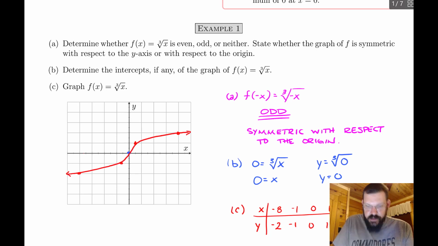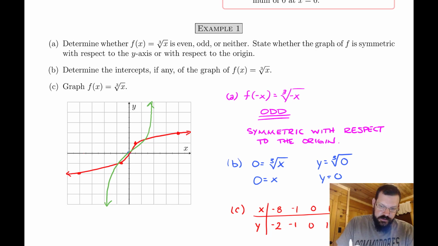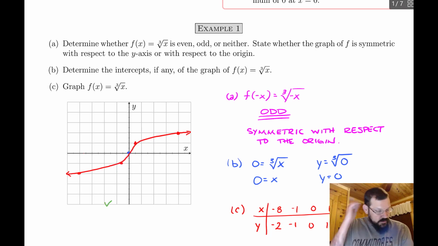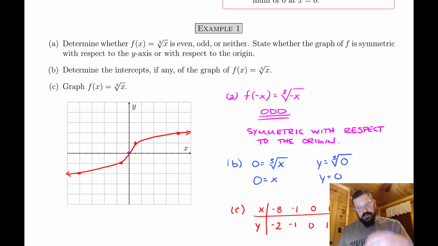And if you recall anything about any of our other graphs that we've looked at previously, this is essentially the graph of x cubed, which I'm drawing here in green. And it's kind of rotated and flipped. So x squared is a parabola. Square root of x is a parabola laid on its side. Cube root of x, same thing. It is the graph of x cubed, rotated and flipped. So that's what we get when we look at the cube root of x.